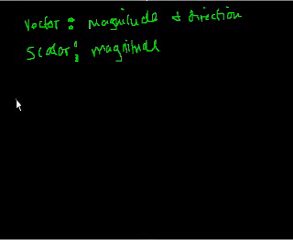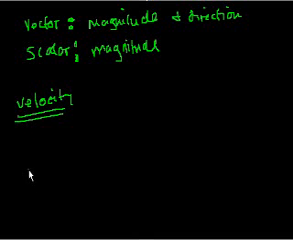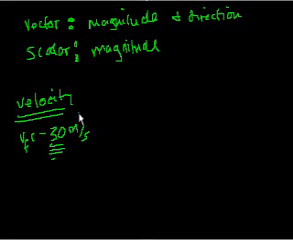An example of a vector: velocity is a vector. That's easy, they both start with v. In the examples we were doing before, we sometimes said that the final velocity was minus 30 meters per second. So where was the magnitude and what was the direction? The magnitude was 30, and I knew the direction by the minus sign.